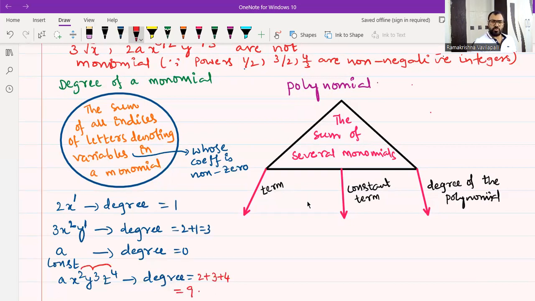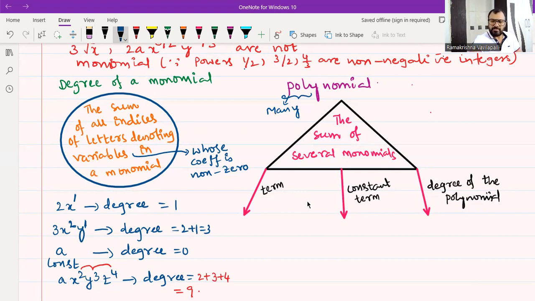Now, coming to what is a polynomial? What is a polynomial? Poly means many, like a polygon. Gon means a side. Polygon means having more than one side. So a polynomial means the sum of several monomials. So if you add more than one monomial, then such an expression is called a polynomial.